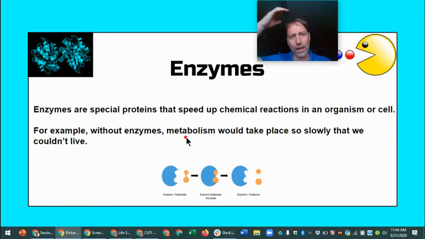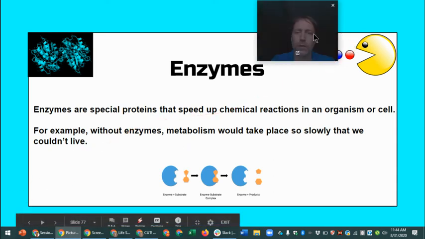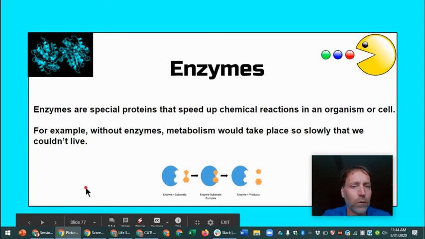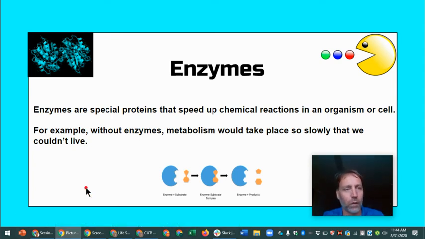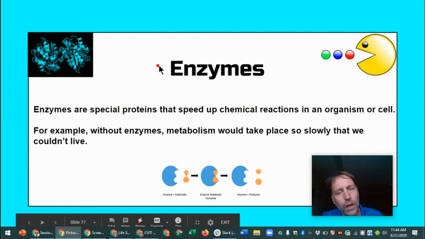Now let's talk about the last two. These are special proteins. One's called an enzyme. This is an enzyme here, and there are special proteins that speed up chemical reactions in an organism or a cell. So I want you to think about if a chemical reaction needs to take place, but it's not happening fast enough, the enzyme kind of pushes it along.